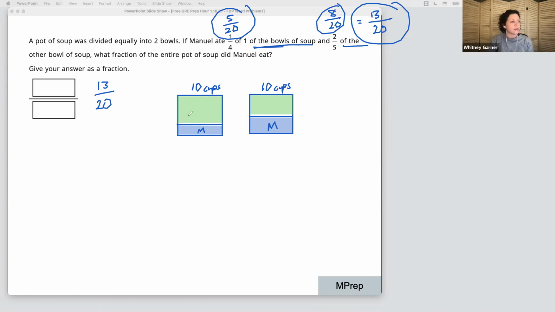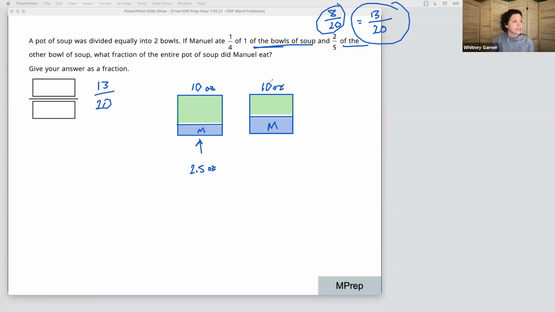well, how much is Manuel eating of the first? I guess I should say 10, maybe I'll call this 10 ounces instead of cups so I don't confuse it with the word cups. So what if Manuel eats a quarter of those 10 ounces? How many ounces of soup does Manuel have from the first bowl? Yeah, 2.5 ounces. The number's not the prettiest in the world, but we'll live.